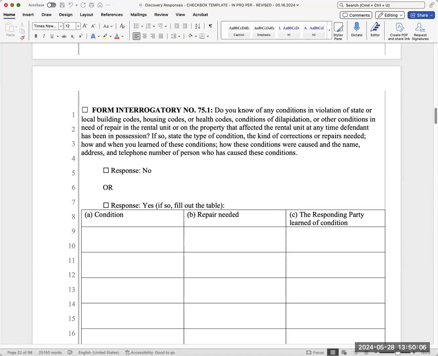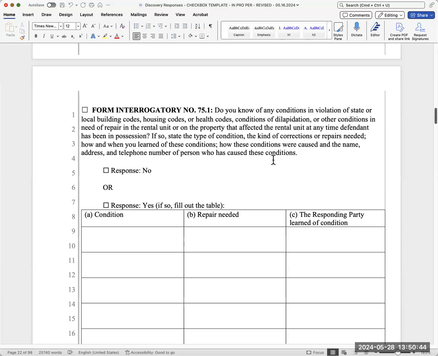75.1 can often take some time, and you should be careful and thoughtful about responding thoroughly to this question. This is about repairs, bad conditions in the unit, and any bad condition you experienced during your tenancy. The question makes it seem at first like it's dealing with something the government has to get involved in, by saying, do you know of any conditions in violation of state or local business codes, housing codes, or health codes, right?